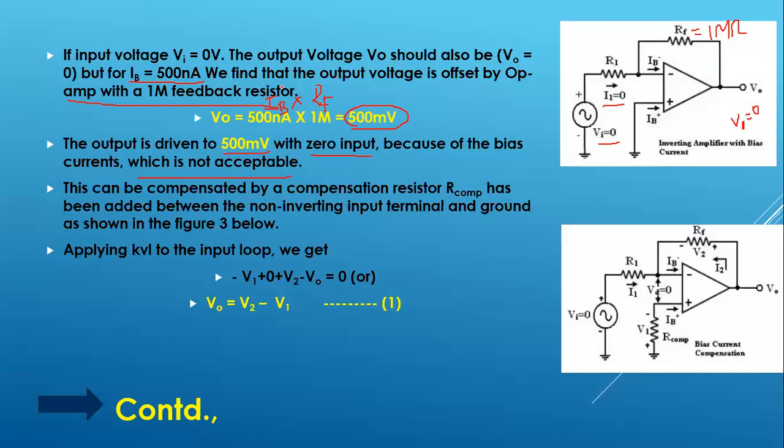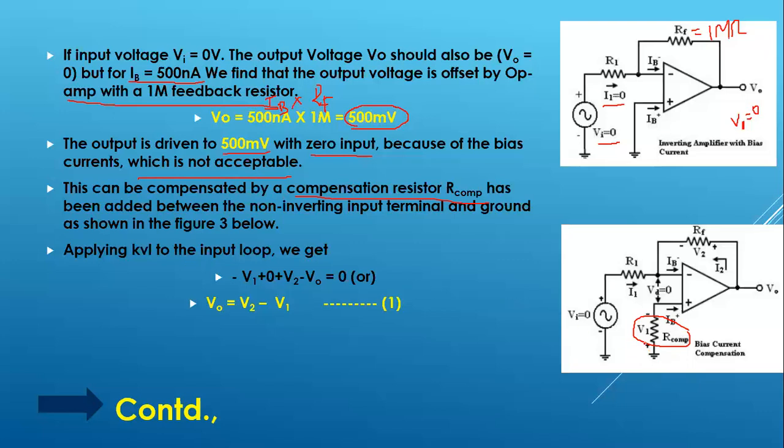This is nullified. That is, the output voltage of 500 millivolts is brought to 0 due to the compensation, that is, the resistor that is used in the non-inverting terminal of the op-amp. Here we are placing the R compensation like this, and the voltage across this R compensation is denoted with V1. In order to nullify this voltage, you will be applying KVL to the input loop.